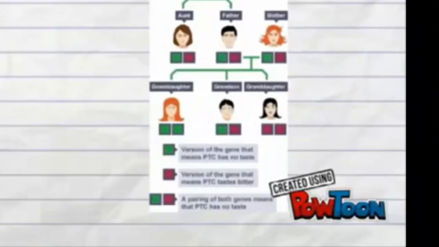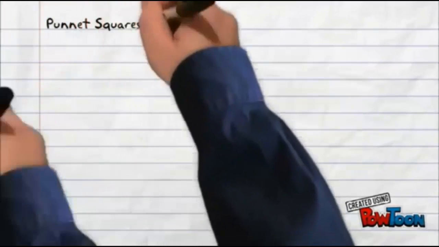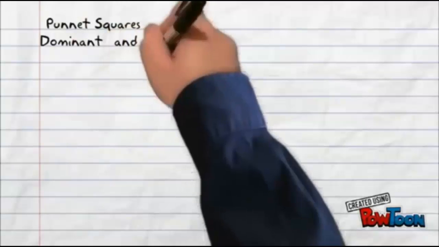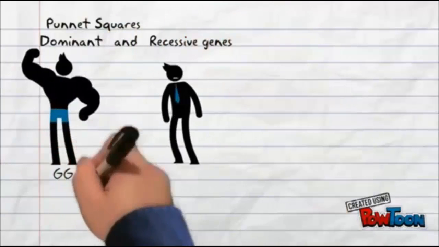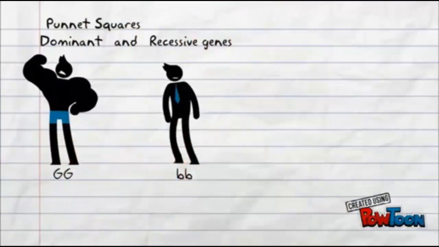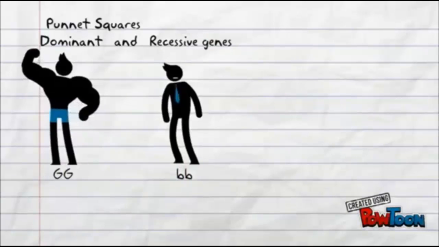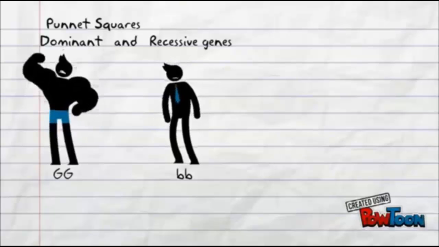But how do we determine how you get your features? We use a Punnett square. Punnett squares can determine the chance of characteristics in a parent's offspring. Dominant and recessive genes. As you can determine from the names, the dominant gene is the stronger gene and the recessive is weaker. Homozygous and heterozygous genes.